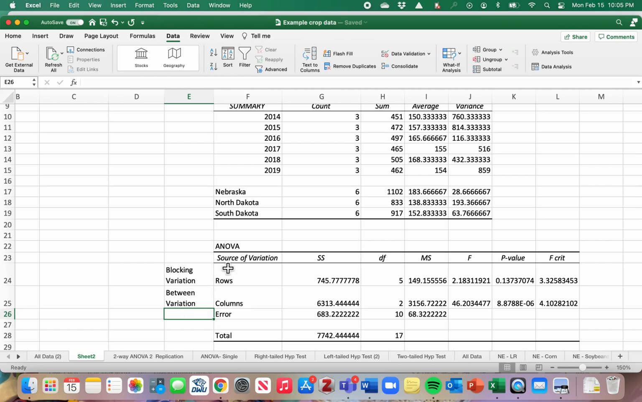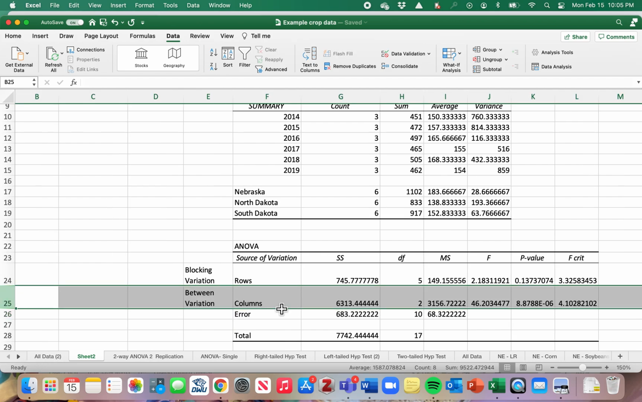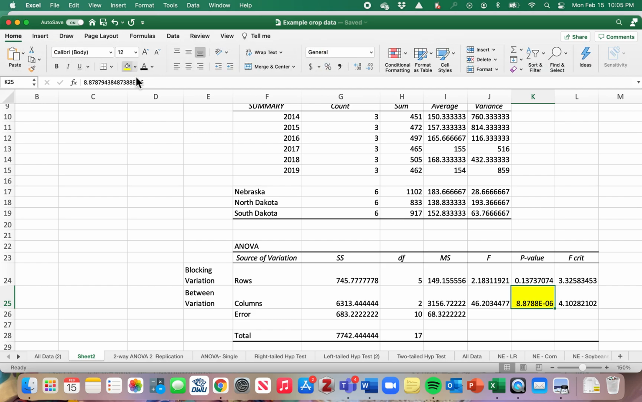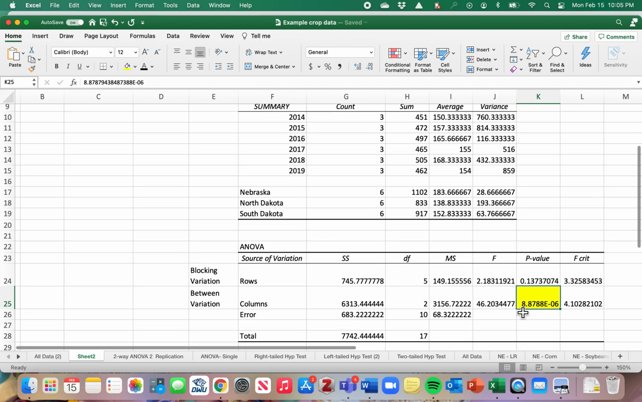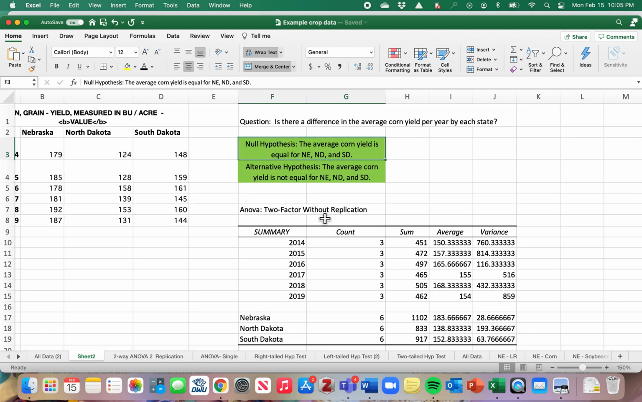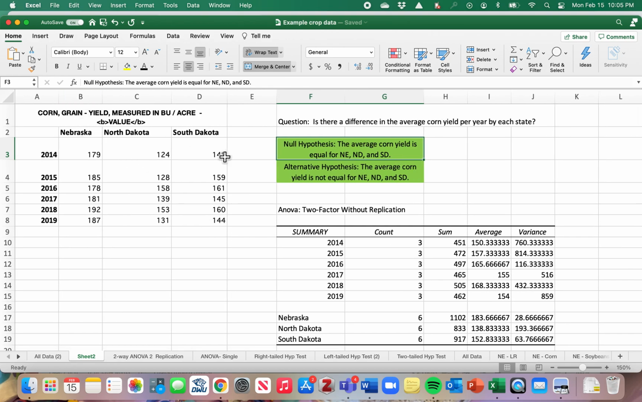And because ultimately what we want to know about is that between variation between our populations, we're going to look at the p-value of the columns. So that p-value way over here is 8.8 e to the negative 6, which means we have to move that decimal 6 places to the left. So that p-value is definitely below 0.05. What that tells us is that we can reject that null hypothesis that they are all equal. So we now know that either they're all unequal or somewhere in the comparison is an unequal corn yield.